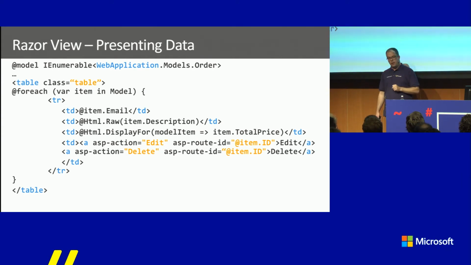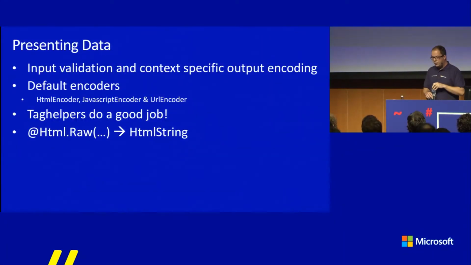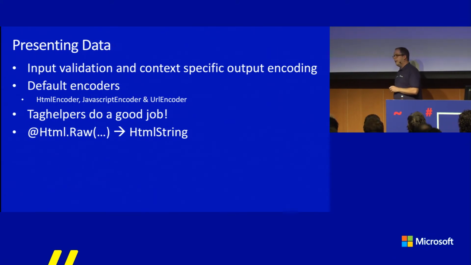So based on presenting data, of course, it's important to make sure that we perform input validation in our application, and that we perform context-specific output encoding, meaning that if we're rendering back a piece of HTML data, we need to HTML encode it. If we're creating a URL that contains a value that we want to, let's say, concatenate in that URL, then we need to use URL encoding. The default encoders are inside of the ASP.NET Core MVC pipeline, and those are pretty good. The tag helpers also do a good job, and we need to keep an eye on Html.Raw, the raw helper that will wrap a string inside of an HTML string, and also the use of HtmlString itself.